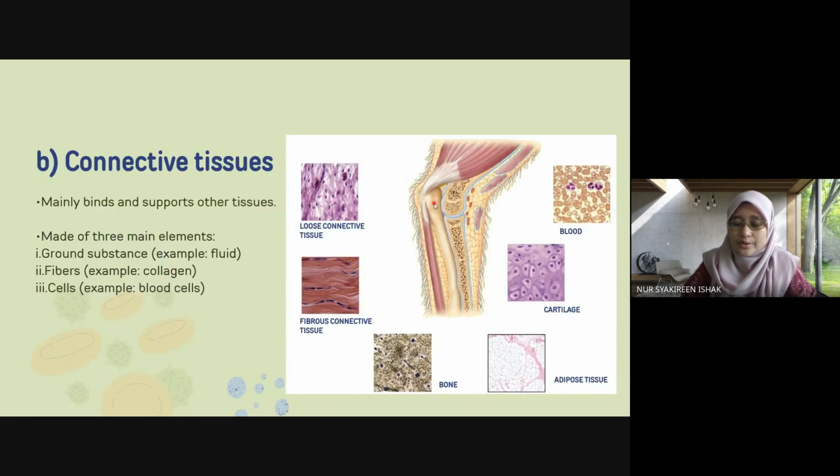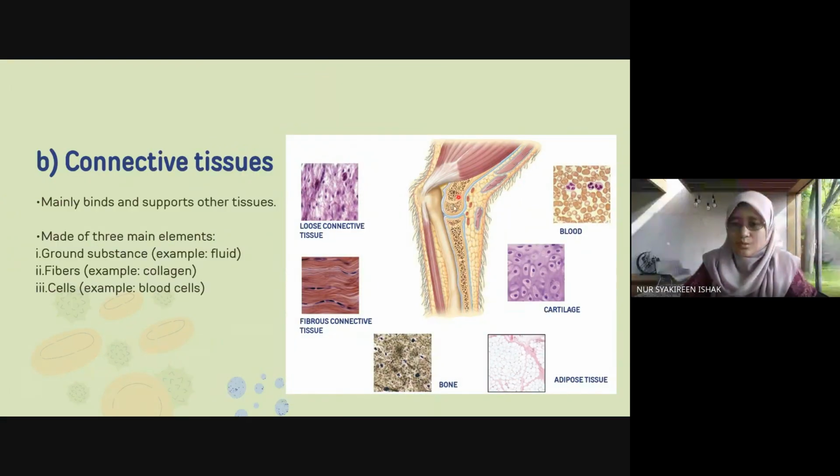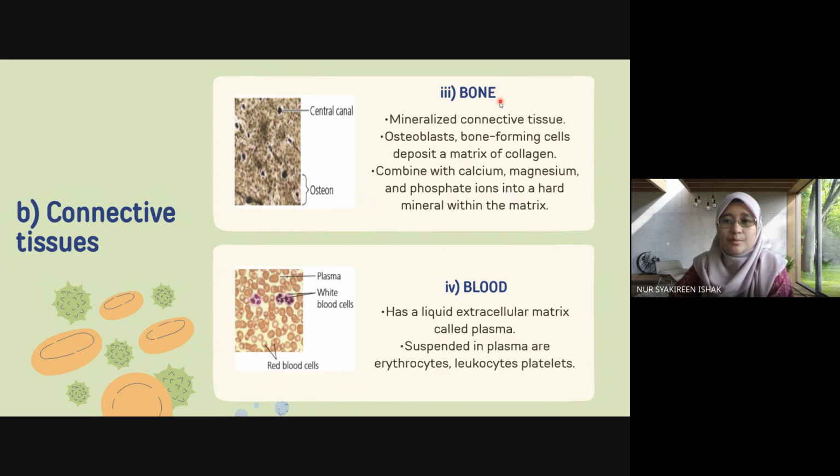Tendons are muscle to bone, and then we have ligaments, which connect bones at joints. So ligaments are bone to bone. It involves the ligaments, right? And then we have bone.